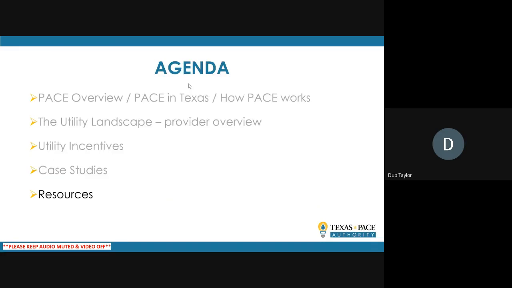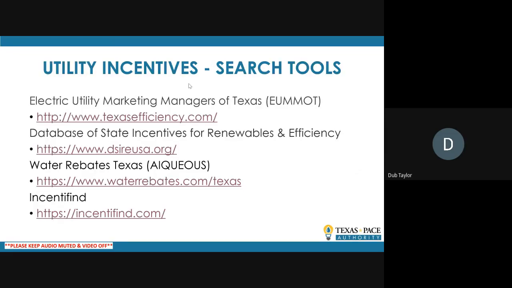So some resources as follow-up from this. A couple of things here, and if my computer will cooperate, I'll do a little test drive, but the Electric Utility Marketing Managers of Texas, UMOT, this is a group that formed not long after utility restructuring. These are the investor-owned utilities, the folks at those different companies responsible for operating the energy efficiency programs.